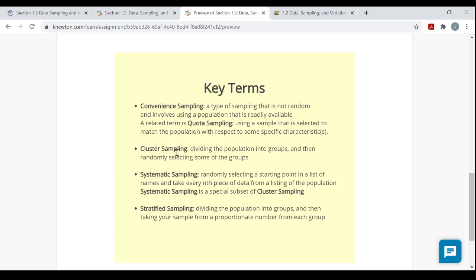All right, now I want to talk about the difference between cluster sampling and stratified sampling. People often confuse cluster sampling and stratified sampling. Cluster sampling is dividing the population into groups, then randomly selecting some of those groups. Let me show you what I mean by that on a piece of paper.